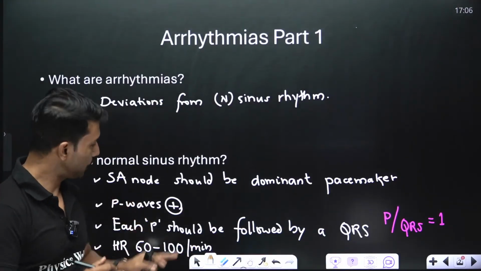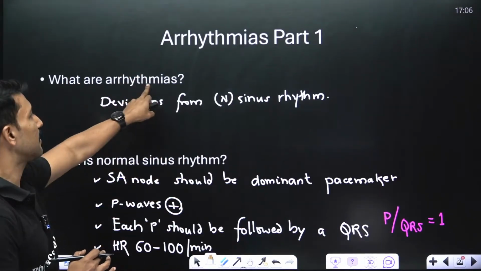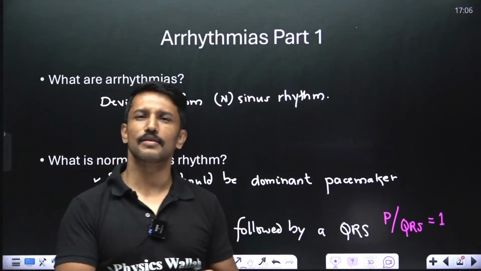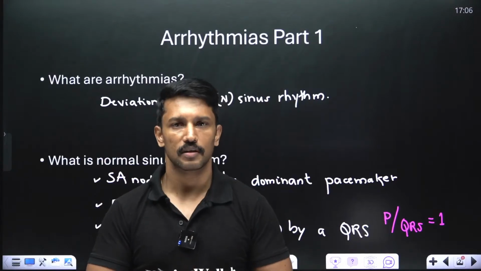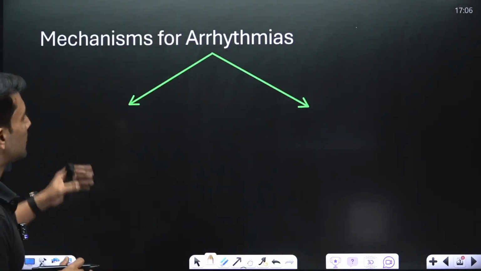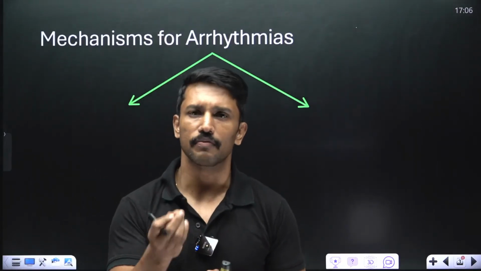Now, in a patient where these parameters are not met on ECG, we will call it arrhythmia, deviations from normal sinus rhythm, right? Sinus bradycardia is also an arrhythmia. Sinus tachycardia is also an arrhythmia, apart from all the other arrhythmias that we know, right? Clear? So now we know what an arrhythmia is. We will understand the mechanisms behind arrhythmias, why arrhythmias happen in a given individual.